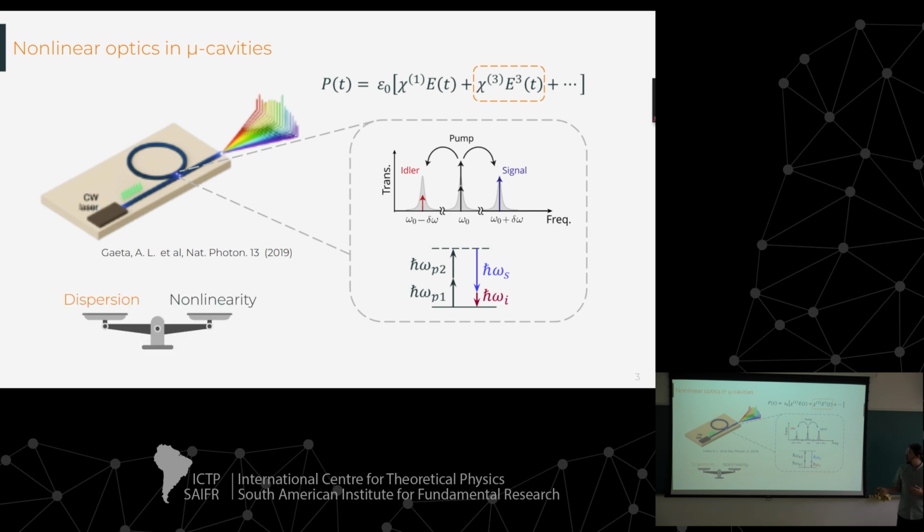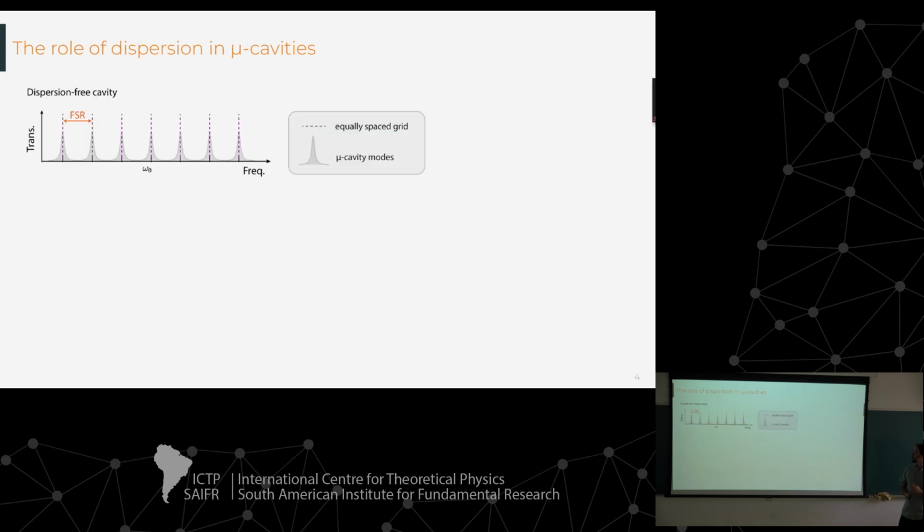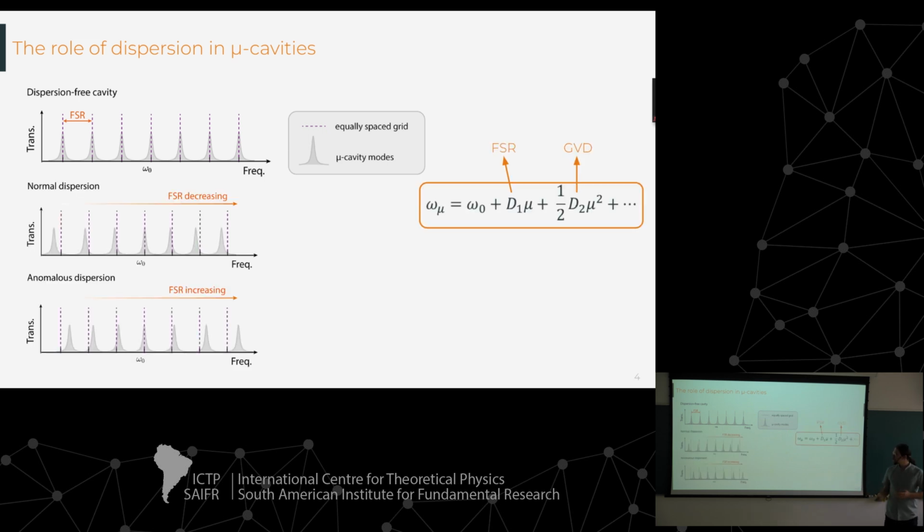So in the end, we have a dynamic equilibrium between optical nonlinearities, or the chi3 of the material, and also the dispersion of our device. We can see the role of dispersion as follows: if we had a dispersion-free cavity, we would have modes equally spaced. But in practice, due to material properties or even geometric properties, we have dispersion. The modes deviate from this equally spaced grid.